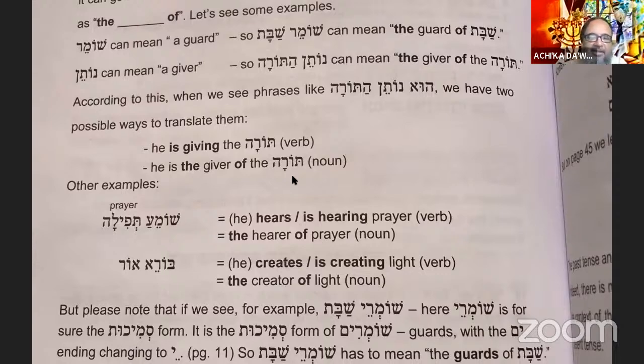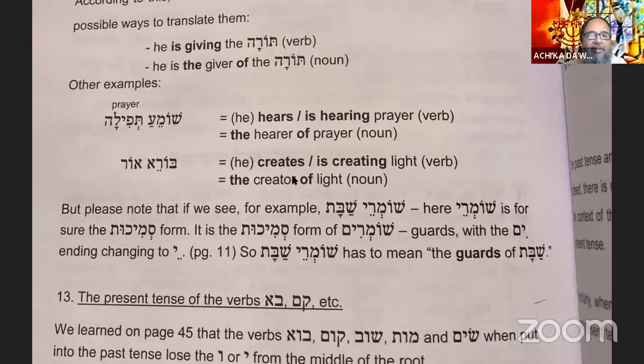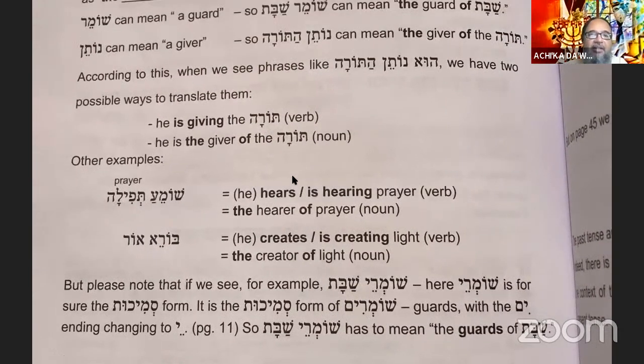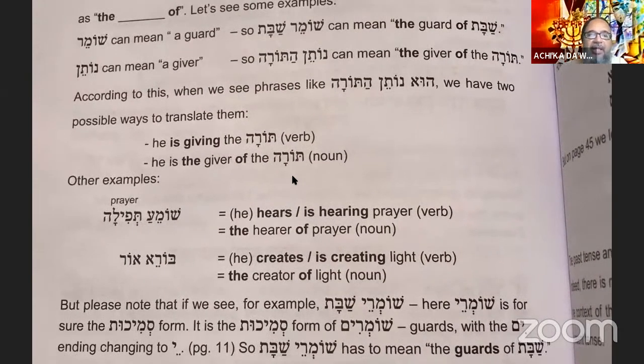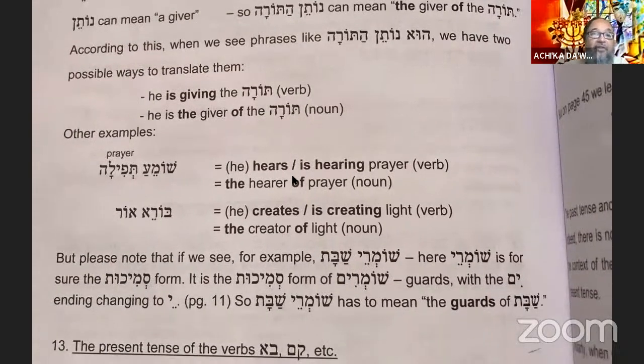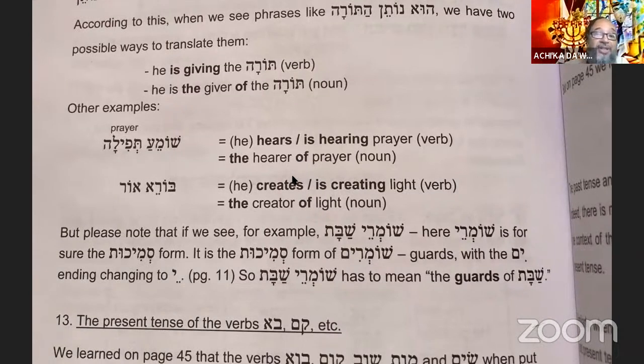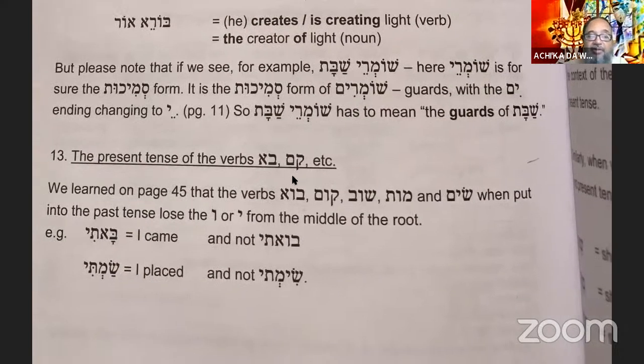Two possible translations. Okay, it's a lot of information. I don't want to short your brains out. But at any rate, the point is that shomer can be a guard, or it can be someone guarding. Nothane can be giving or the giver. Okay. Our examples here: shomea, that's the one who hears or is hearing. Okay. A tefillah, a prayer. Okay. A bore, or is one who creates or is creating. So those are all the different ways that it could be used.